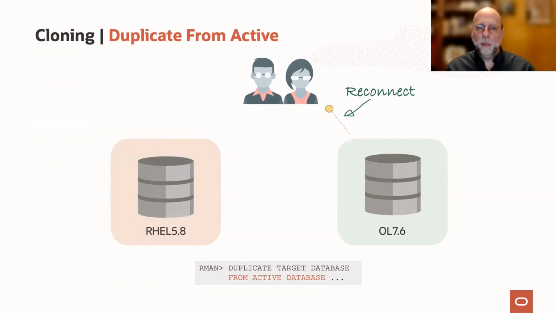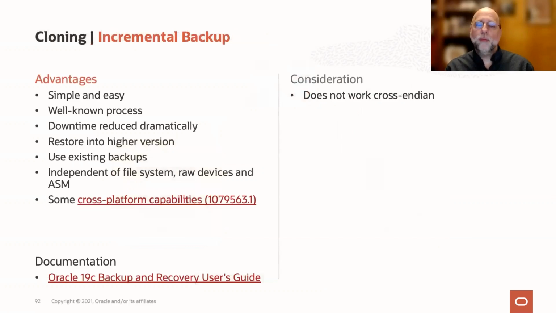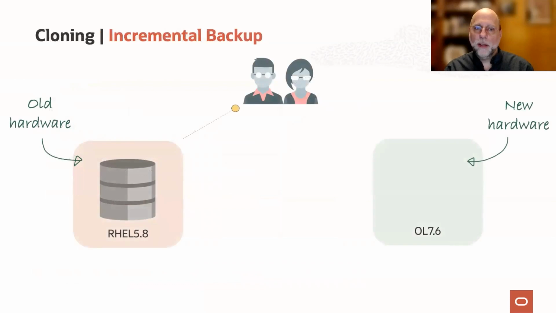So it's a very simple process, but it could be somewhat time consuming if you're dealing with terabytes or tens of terabytes of data. So in order to reduce the downtime, let's use another RMAN feature, incremental backups. Incremental backups are also simple, easy, well-tested, but the benefit to them is that they can dramatically reduce the downtime of this kind of migration. They can also go cross-platform. So let's take a look at this again.